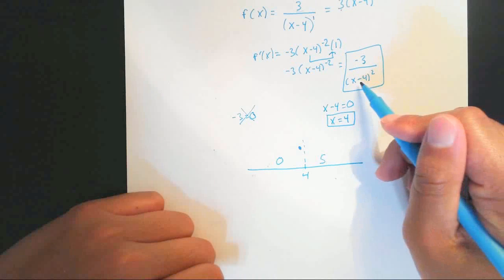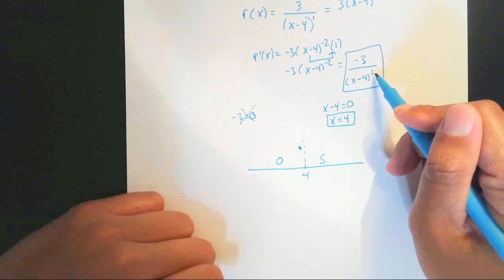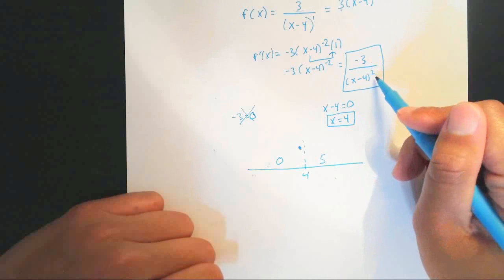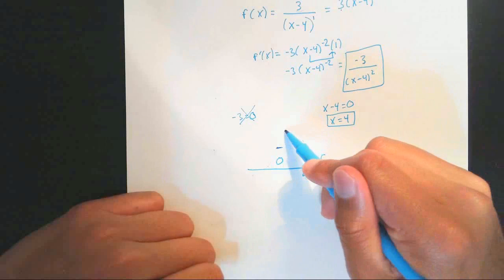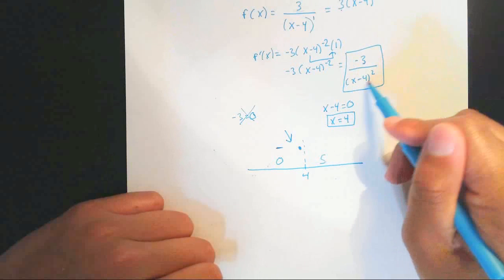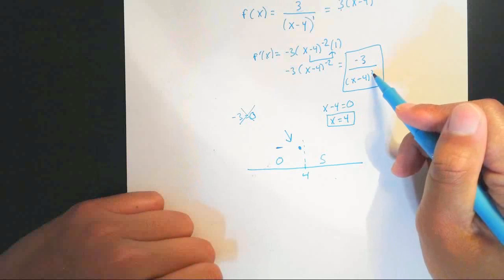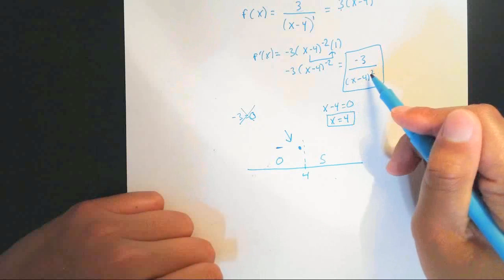If you plug 0 into your bottom, 0 minus 4 is -4, -4 squared is positive 16, and -3 over positive 16 will give you a negative, which means it's decreasing. But there's a shortcut also. Anytime you see that your entire bottom is being raised to an even power, that means it's going to turn out to be positive. So you should know that this is always going to be positive no matter what number you plug into it.